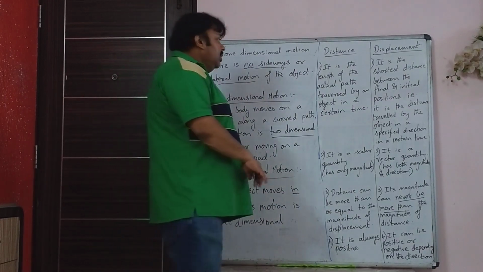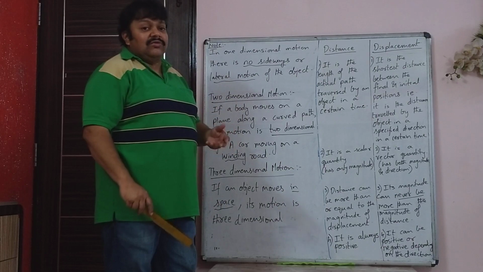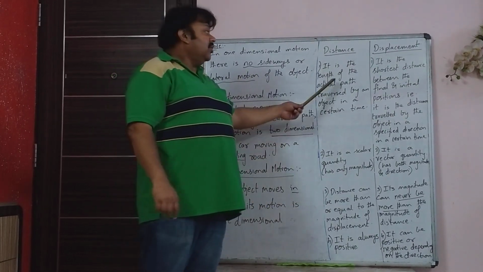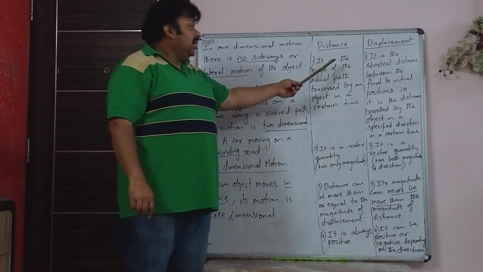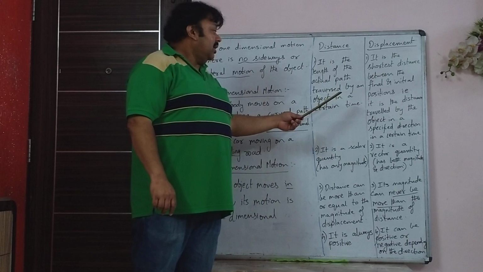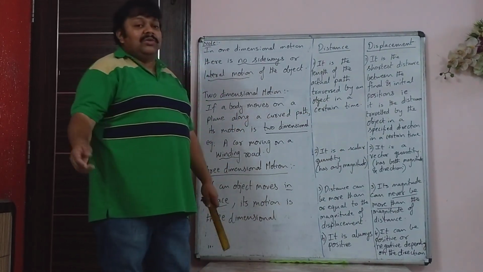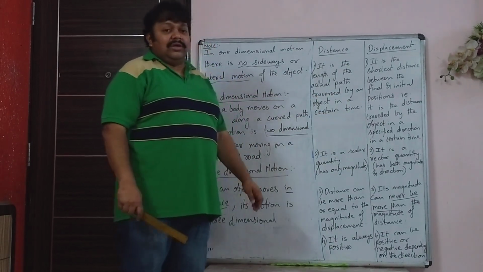After seeing the distinction, I will explain the actual meaning of the difference between distance and displacement by way of examples. So distance, the definition. If they ask you one point of distinction, it has to be the definition, so you have to write that first. It is the length of the actual path traversed by an object in a certain time. Traverse means traveled. It's the actual length traveled in a certain time.